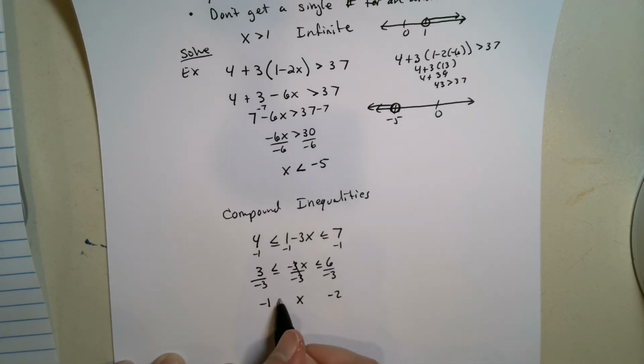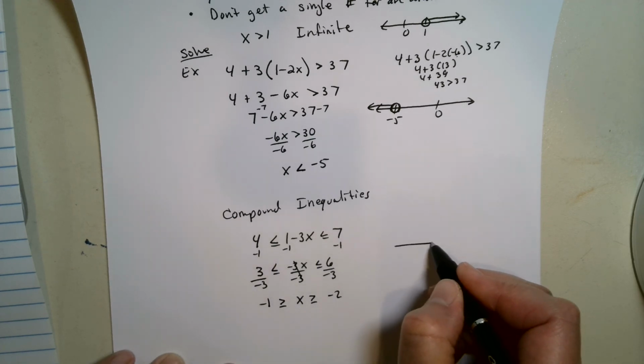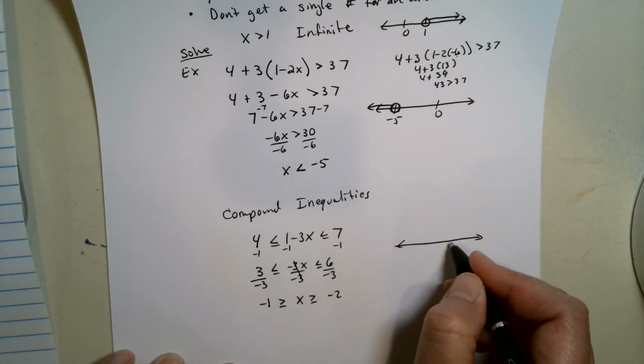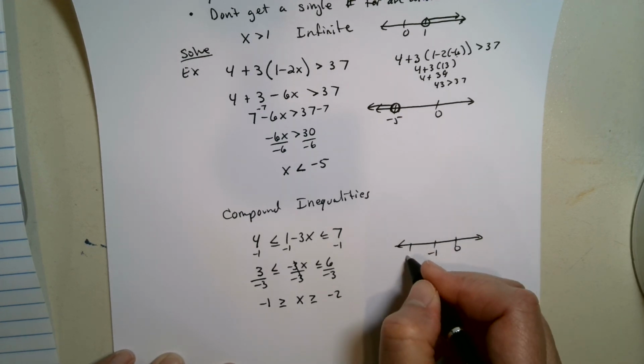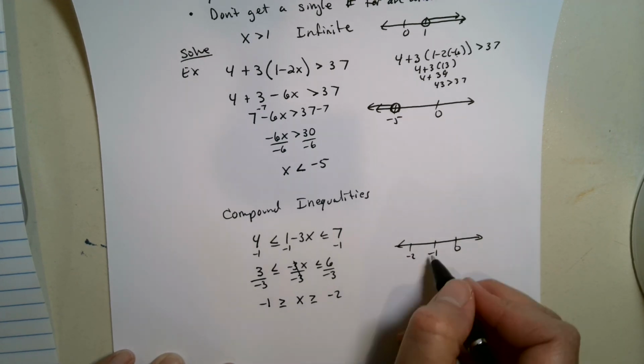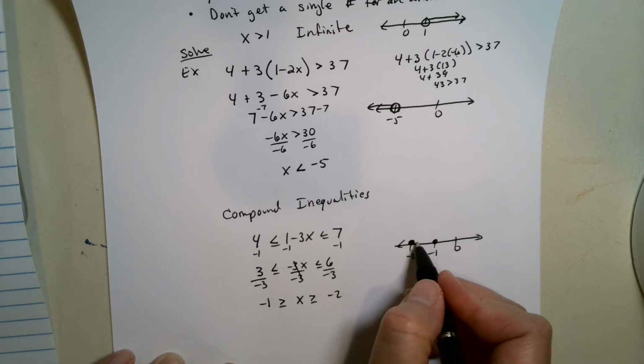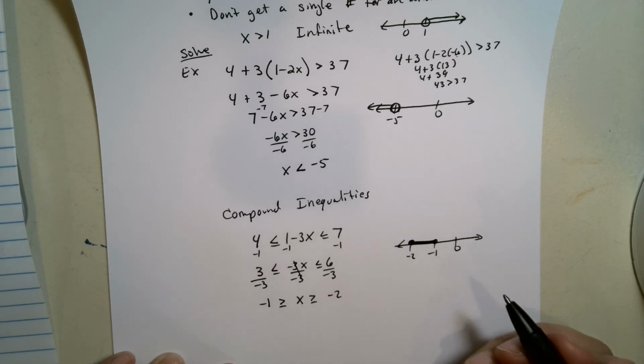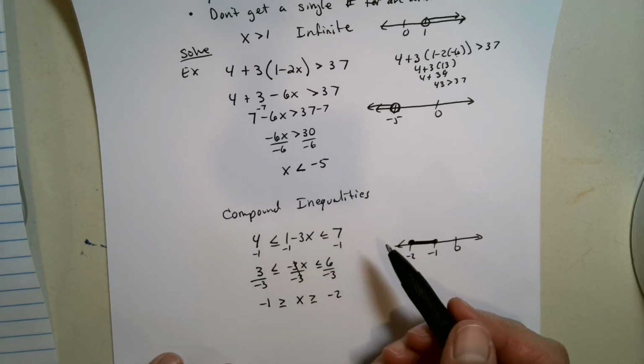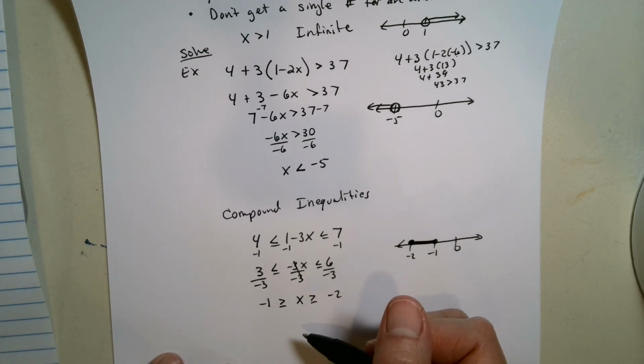Because I'm dividing by a negative, I need to reverse my inequality symbols, so x is between negative 1 and negative 2. So on my number line, I've got negative 1 and negative 2. This time I have equal to, so these would be enclosed because they are included, and we want numbers that are between. And so we could pick a number in between, plug it in, and we would have a true statement.